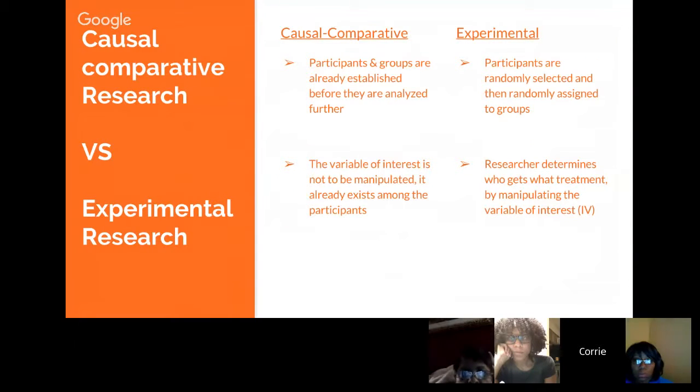Next, I'm going to compare causal comparative with experimental. In causal comparative, the participants and groups are already established before they are analyzed further, whereas in experimental, the participants are randomly selected and then randomly assigned to groups. Also in causal comparative, the variable of interest is not manipulated. It already exists among the participants. And in experimental, the researcher determines who gets what treatment by manipulating the variable of interest.